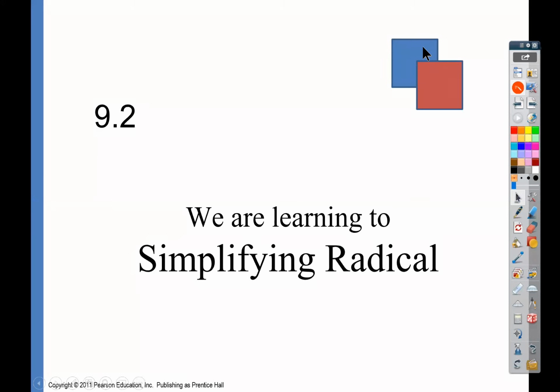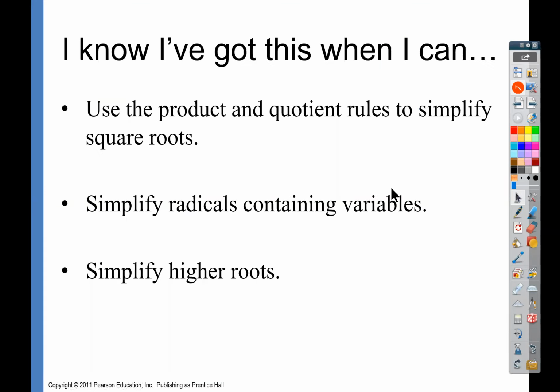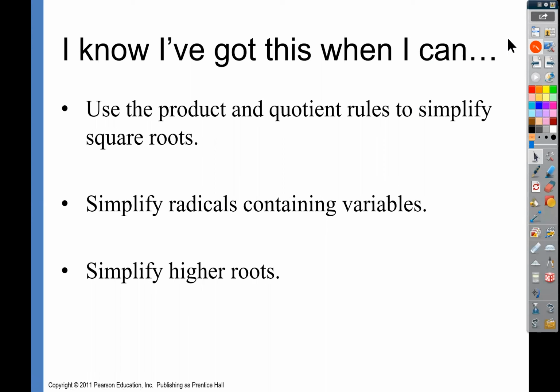Today we're learning how to simplify radicals. I know I've got this when I can use the product and quotient rules to simplify square roots, simplify radicals containing variables, and simplify higher roots, higher than square roots.